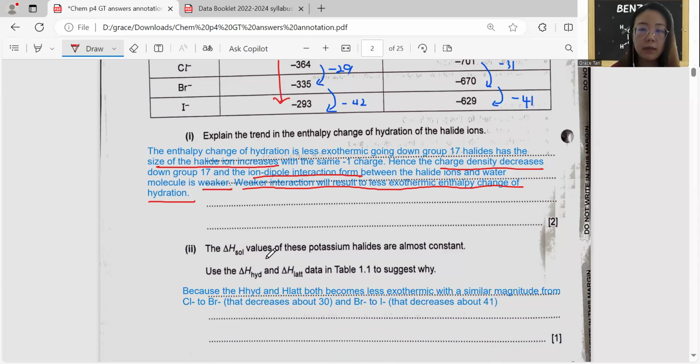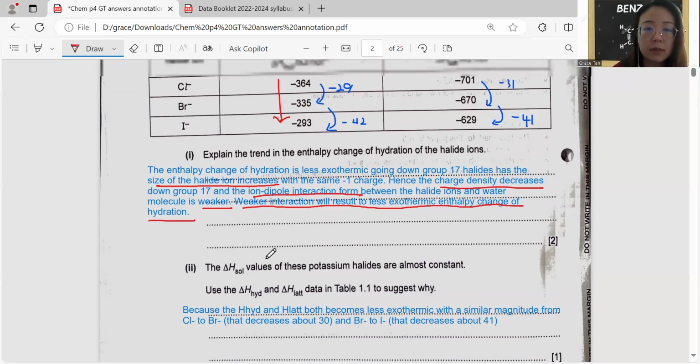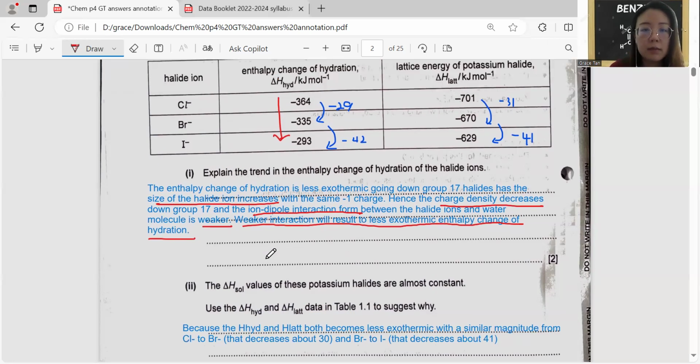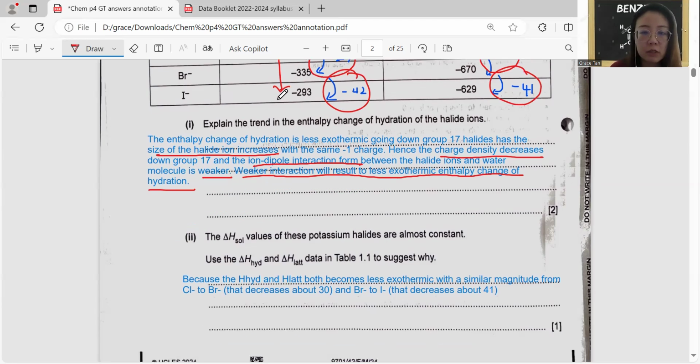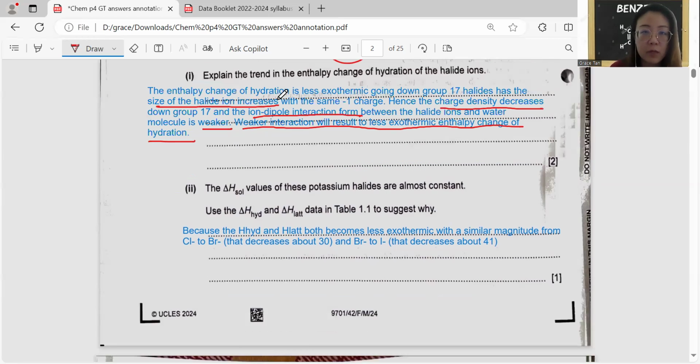I look at the table and find the change between the chloride and the bromide. So let's look at the data here. Here has a change of 29, here has a change of 31. The change is quite similar. And then from bromide to iodide, the change is 42 and the change is 41. So the change from chloride to bromide is approximately around 30. So perhaps that's the reason why the enthalpy change of solution is constant.